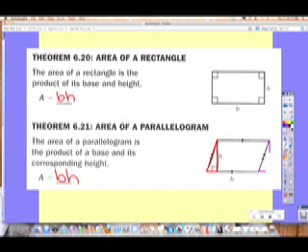Did you just make a rectangle? Yeah. So that's why it's the same formula. Good one, Tyler. So same formulas.